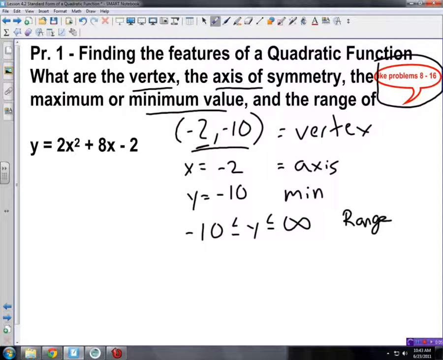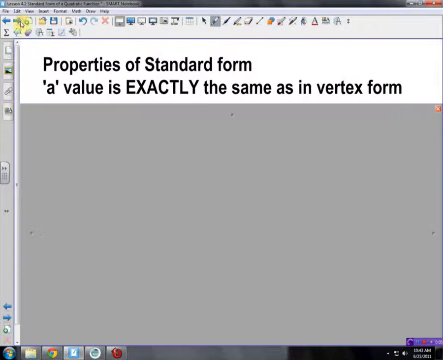And that's it. I mean, not too bad. So let's move forward. We're going to talk about some properties of standard form. First off, the A value. We notice that there's an A value in both the standard form and the vertex form. And the A value does exactly the same thing as in vertex form.